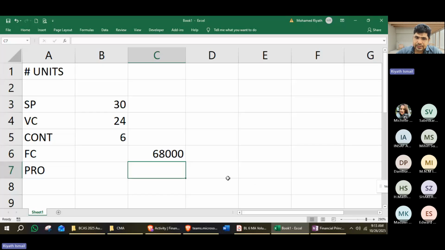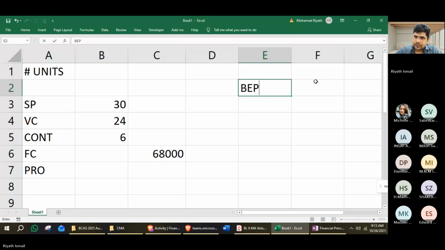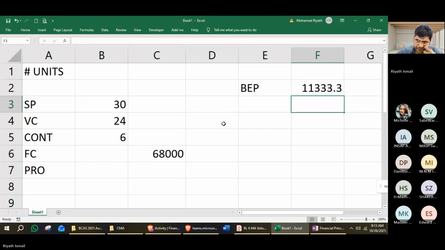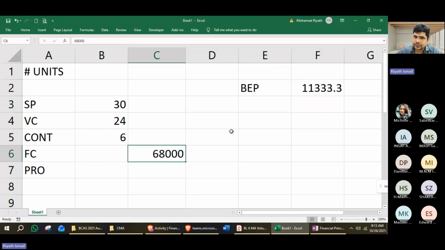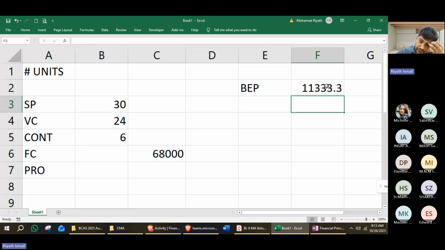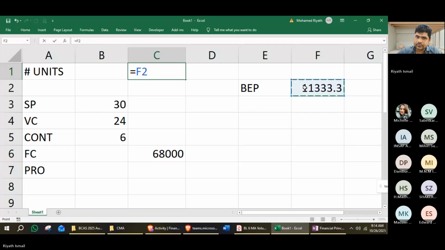So we have already counted the BEP, right? Break-even point equals fixed cost divided by contribution per unit. Fixed cost, right? Contribution per unit is 6. $68 million. So the number of units here is equal to this BEP.